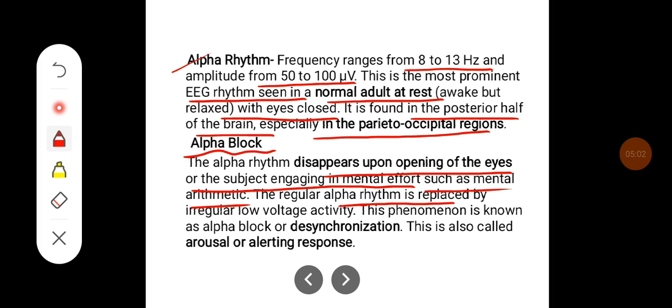The regular alpha rhythm is replaced by irregular low voltage activity, and this phenomenon is called alpha block or desynchronization. This is also called arousal or alerting response.